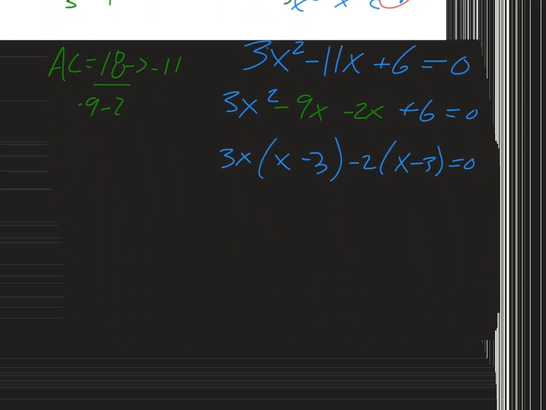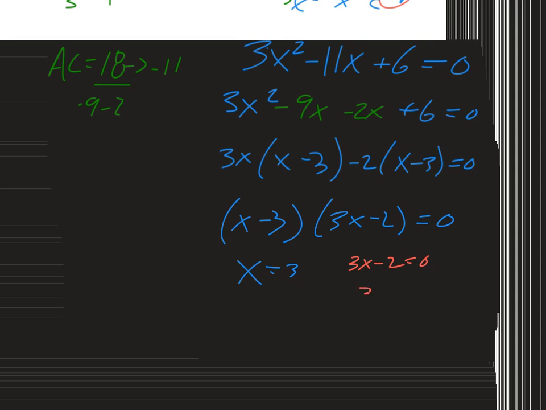And then it gives me x minus 3, 3x minus 2 equals 0. So x equals 3. And then this one's a little bit, if you can do that in your head, great. If you can't, just write it equal to 0. So add 2 over, so 3x equals 2.